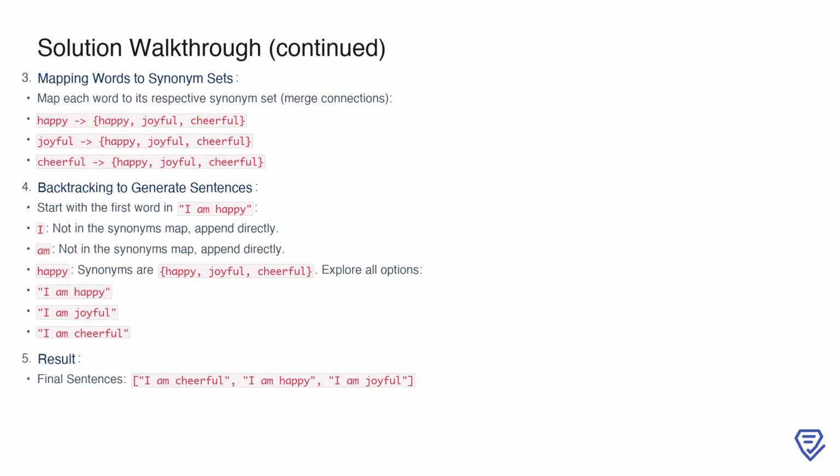Now, we start generating sentences by processing the input text. For the sentence "I am happy," we handle each word sequentially. Words like "I" and "am" are not found in the synonym map, so we append them directly. When we reach happy, we see that its synonyms are happy, joyful, and cheerful. Using these options, we generate three possible sentences: I am happy, I am joyful, and I am cheerful. This process ensures that we explore all valid substitutions for the given text. Finally, we collect all the generated sentences, which in this case are I am cheerful, I am happy, and I am joyful. These sentences represent all lexicographically sorted combinations of the synonyms.